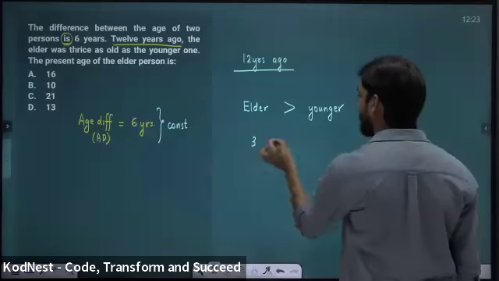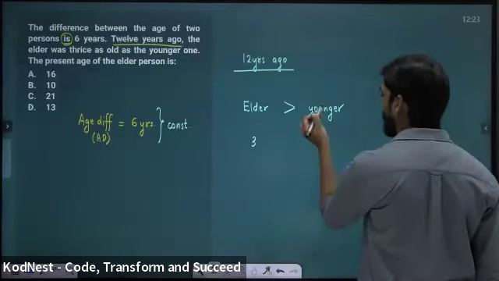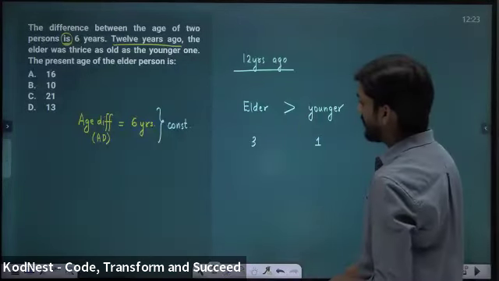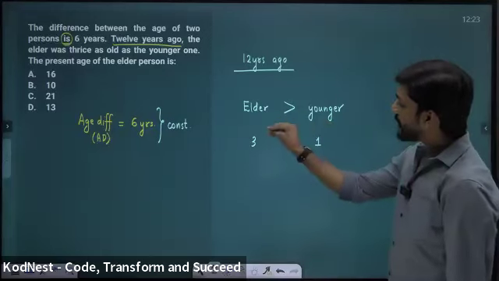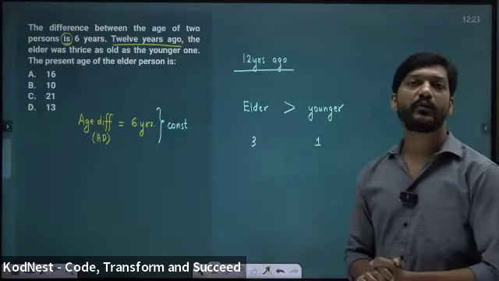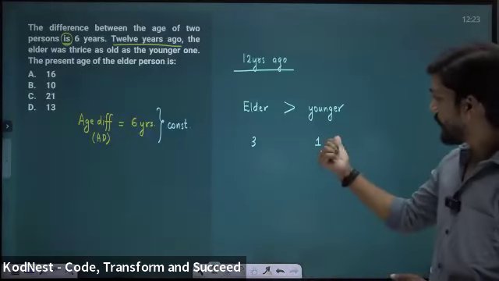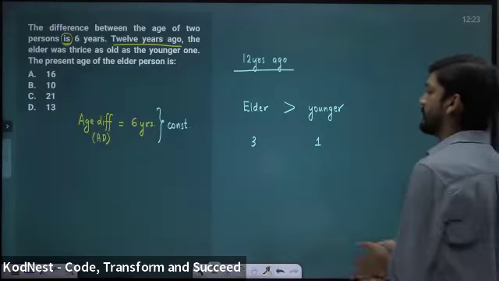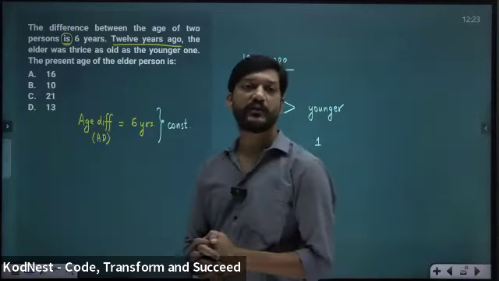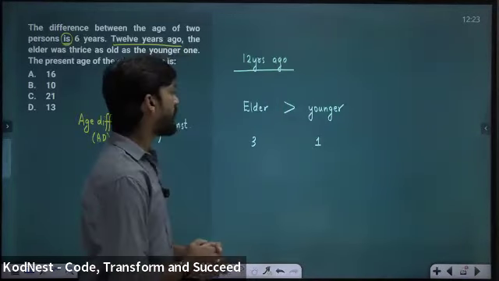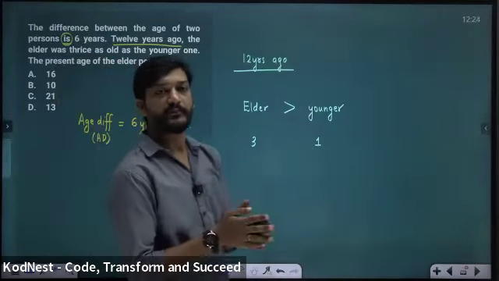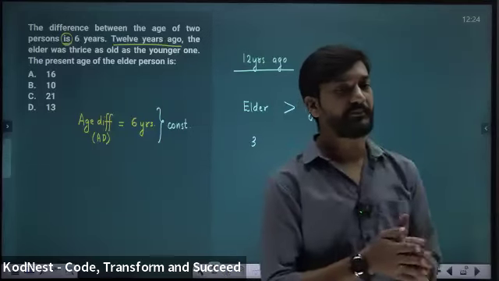Okay. So 3:1. I'm not writing ratio. So elder one is 3 times of the younger one. So 3 and 1 I have taken. Is it the right value? Please carefully answer. Is it right if I take these values? No. Okay. What is the problem?